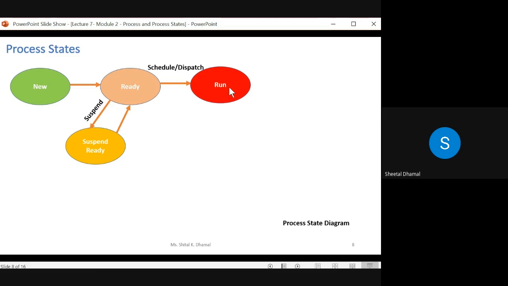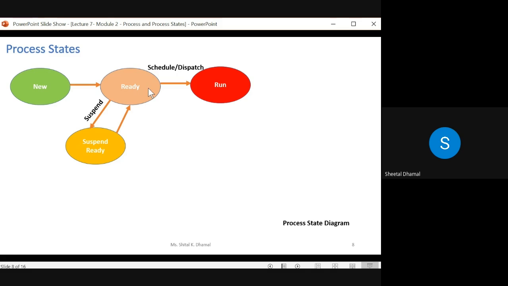If one of the processes is held by the CPU, its meaning is that your processor is running or executing that process, and that process enters into the run state. If in the ready queue 100 processes are there, and one of the processes from the ready queue is shifted into the run state, suppose at a time only 100 processes can be in the ready queue. So if one process is shifted from the ready queue to the run state, the process which was already shifted into the suspend ready state will get moved back to the ready state.